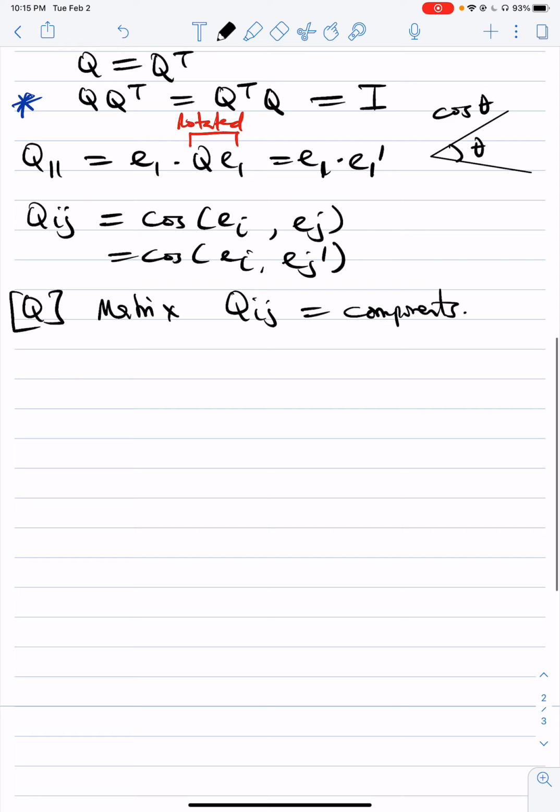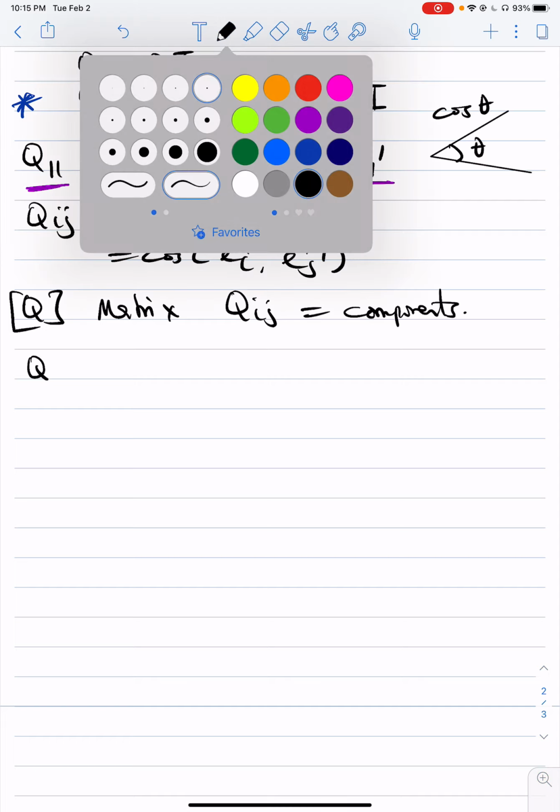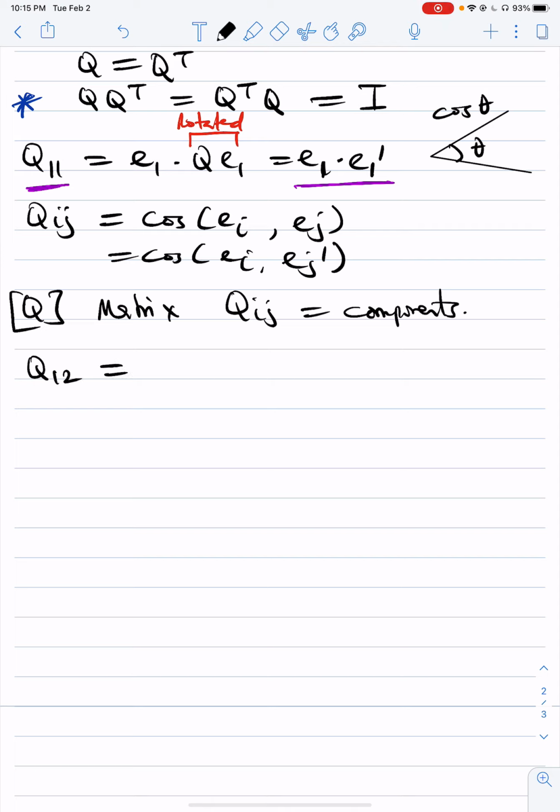So if we have, for instance, Q, this we've done for Q11, and we got this. Let's write an expression for Q12, which is equal to the original coordinate system E1 dot QE2. If you look at this closely, Qij is equal to Ei dot QEj. That's what we are writing out here, basically.